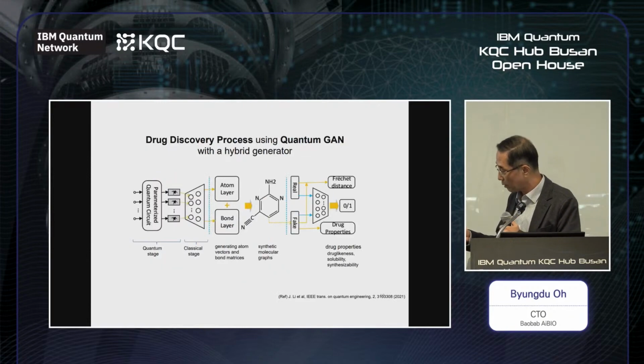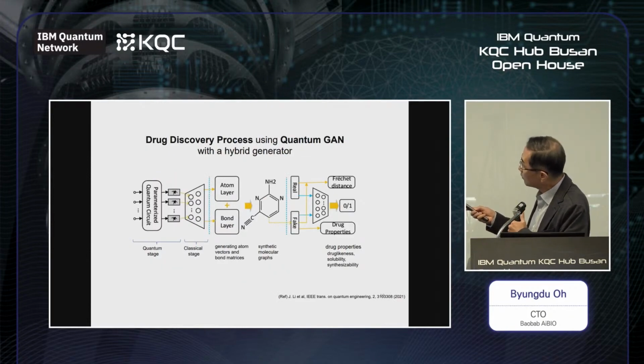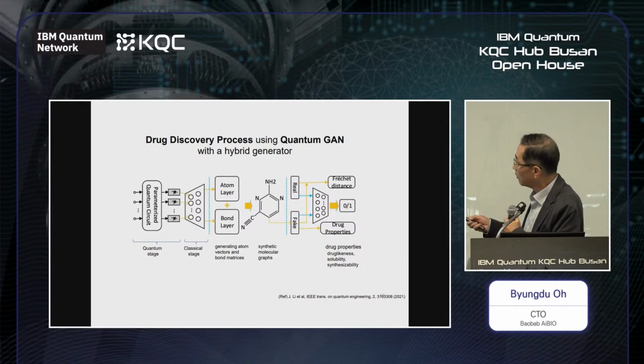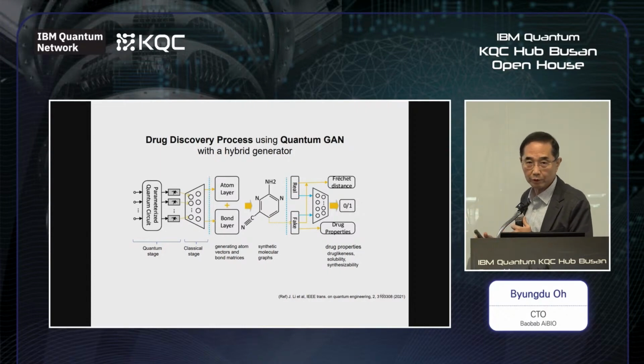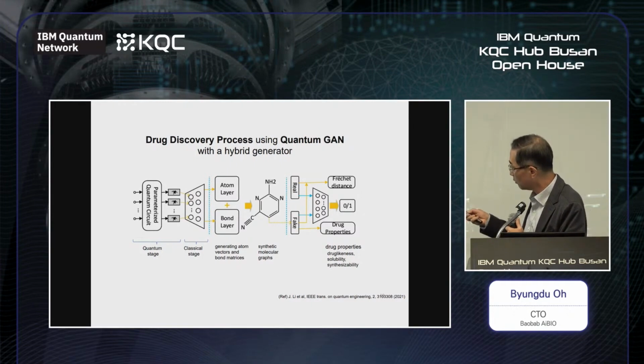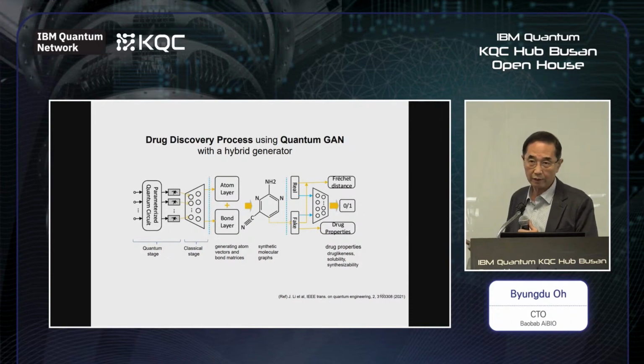This shows a more detailed schematic of the drug discovery process using a QGAN with a hybrid generator. Here hybrid means, as I mentioned, this is a quantum part and this is a classical neural network stage. At the end of this circuit, it can generate atom vectors and bond matrices, and from that information we can reconstruct synthetic molecular graphs. We can make as many fake molecules as we want, and real versus fake is judged by the discriminator. They use a Fréchet distance metric, which measures similarity between two distributions, and also drug properties, so that they can make many drug-like synthetic molecules.